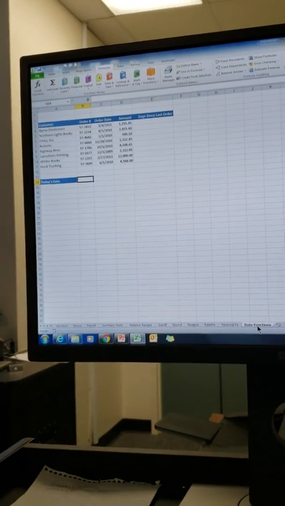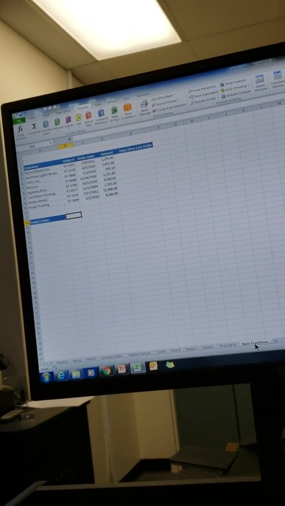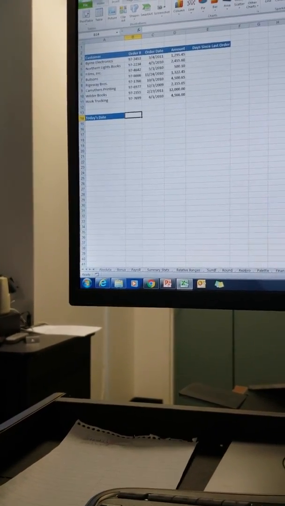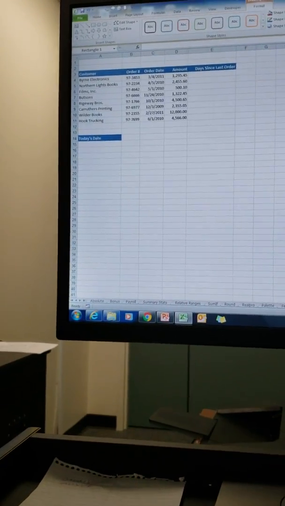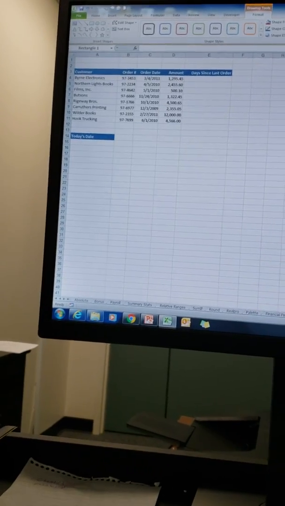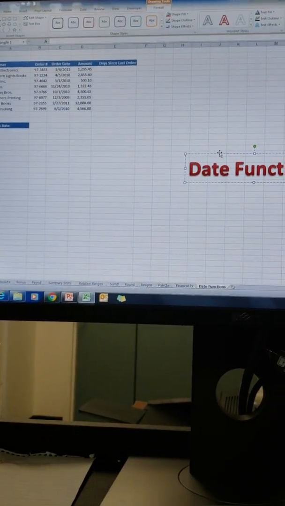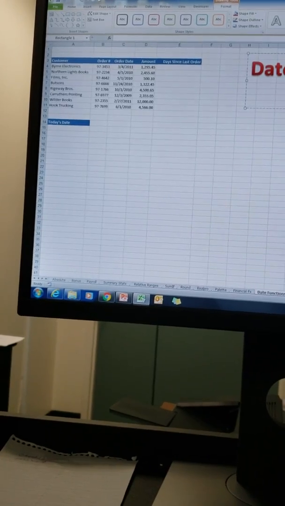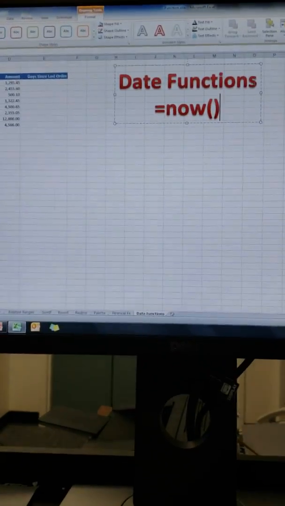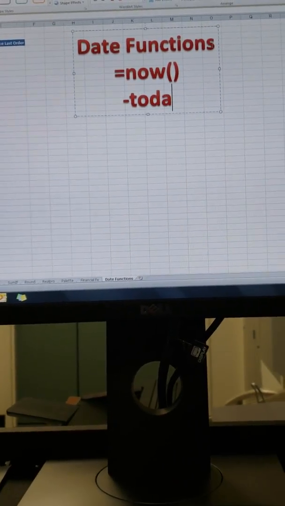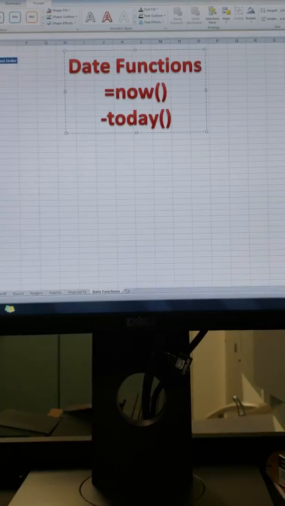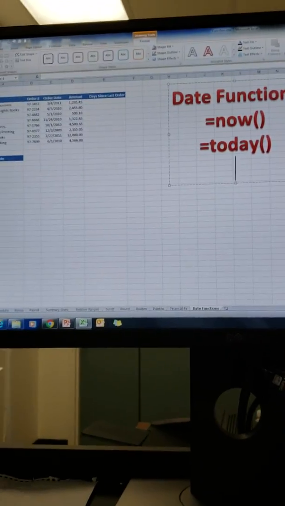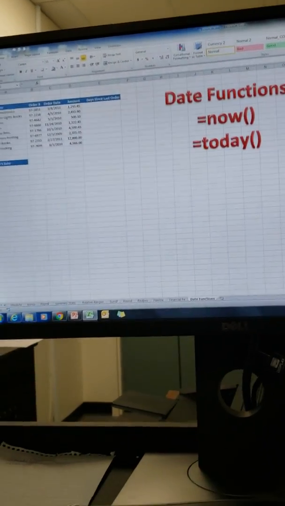This is called the date functions worksheet. All right. Now, date functions, let me just add a little text here. There's a lot of them. We're going to focus on a couple. Date functions like equals now, equals today. They're not case sensitive. They're spell sensitive. They don't require function arguments, which is good. So you type them exactly the way you see me on the screen. All right. So we're going to focus on date and time functions.